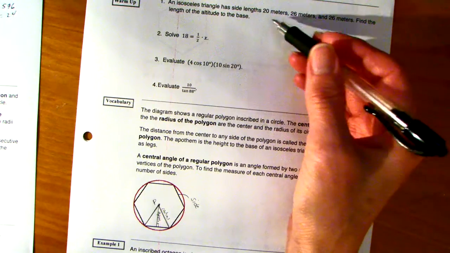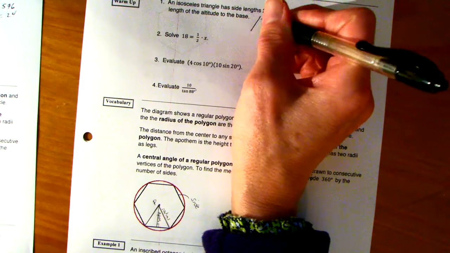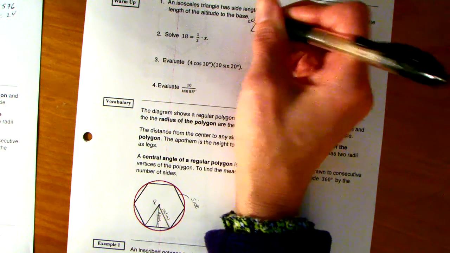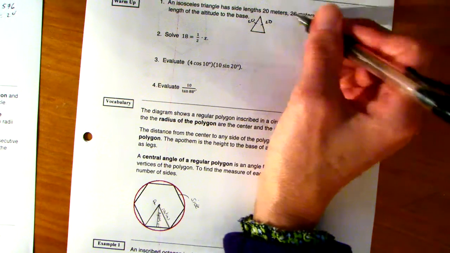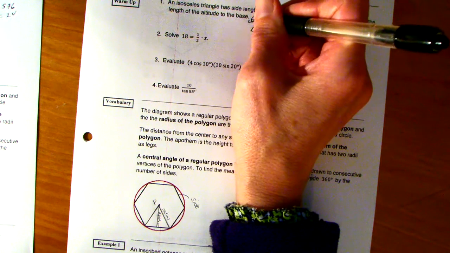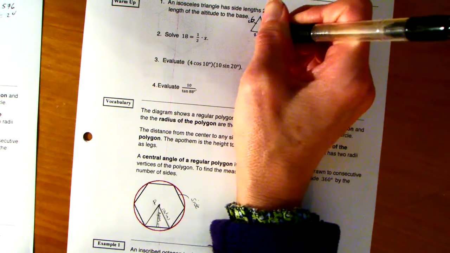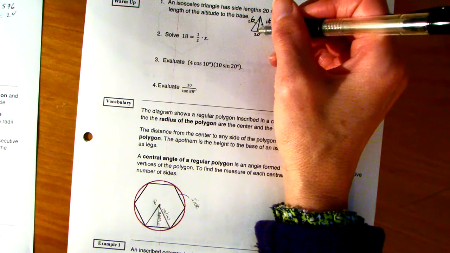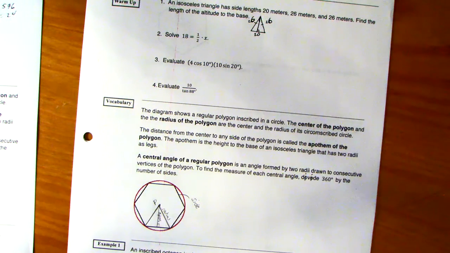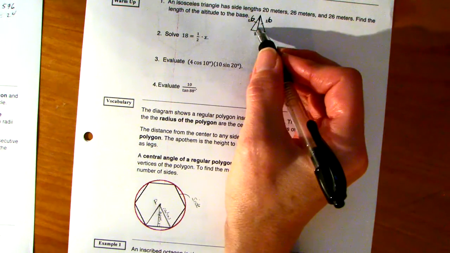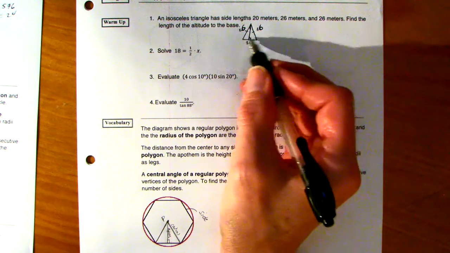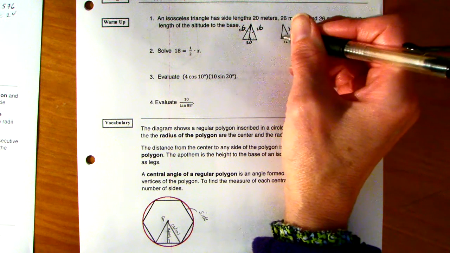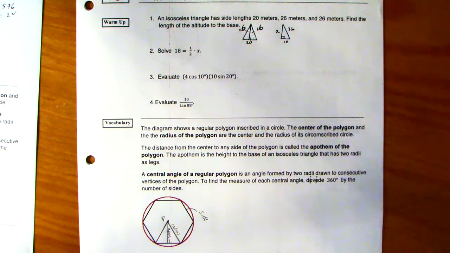An isosceles triangle has the lengths. Okay, recall what an isosceles triangle is. Two lengths are the same, 20, 26, 26. See what happens if I don't read it carefully? Okay. Find the length of the altitude to the base. Recall the altitude of an isosceles triangle. We'll cut that in half. So actually, I have a right triangle that looks like this. And we'll just put A for altitude.